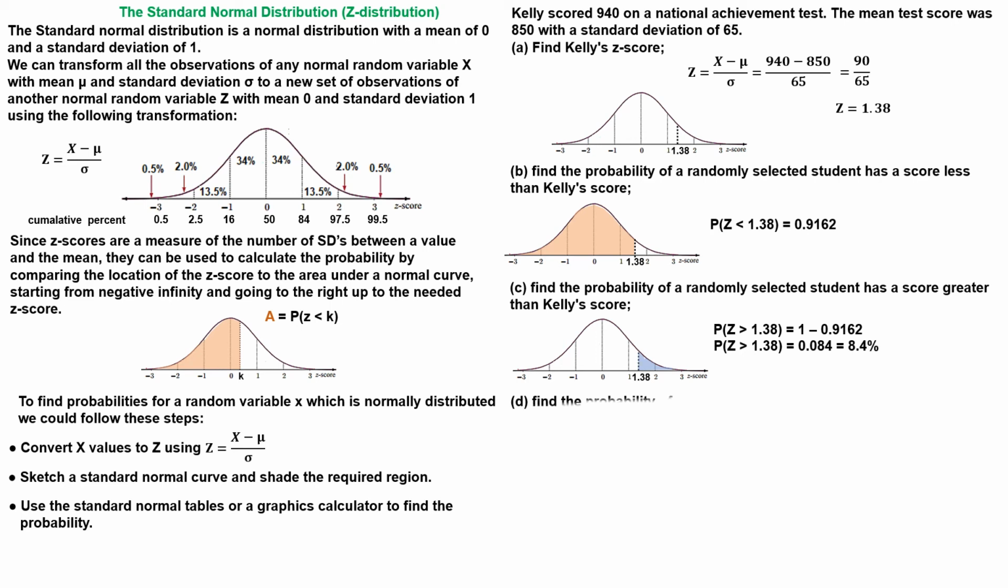Find the probability that a randomly selected student has a score between 800 and 900. To find the percentage of the area between two values, find the z-scores for each value and subtract the areas. Pay attention.